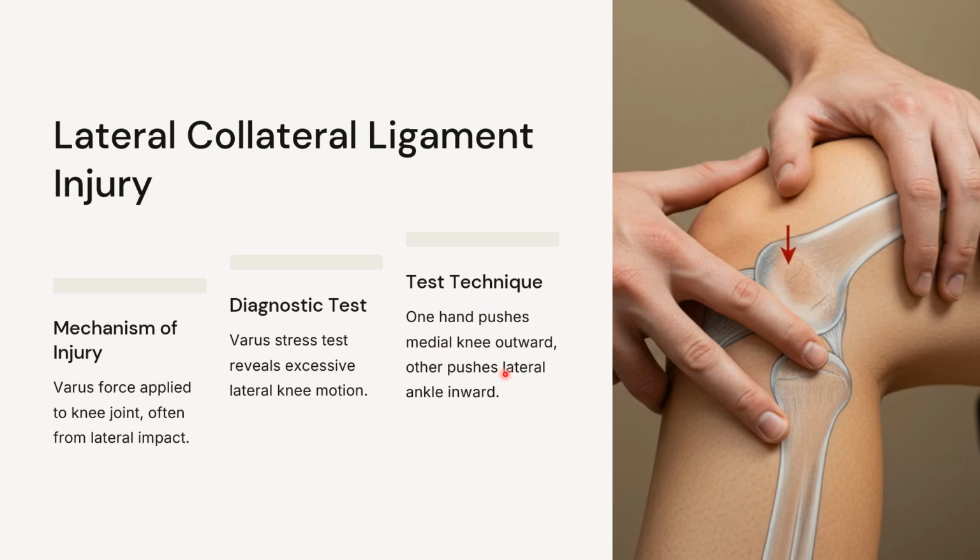How is this test done? In this test, one hand pushes the medial knee outward and the other hand pushes the lateral ankle inward. In this way, when the lateral collateral ligament is injured, there is excess of the lateral knee motion because there is nothing to hold the lateral knee at that point.